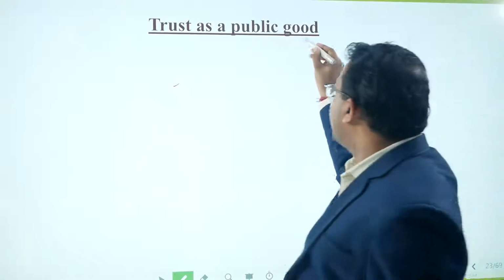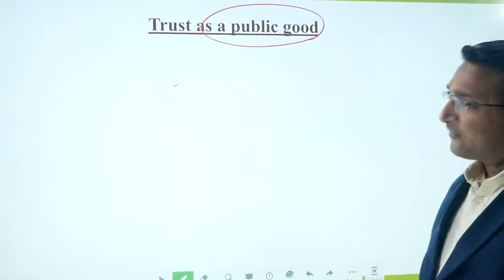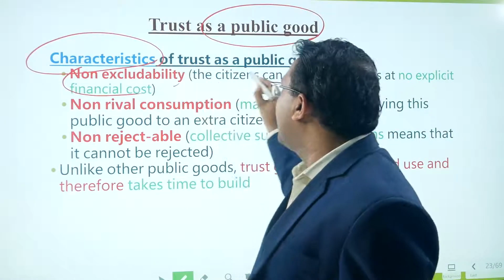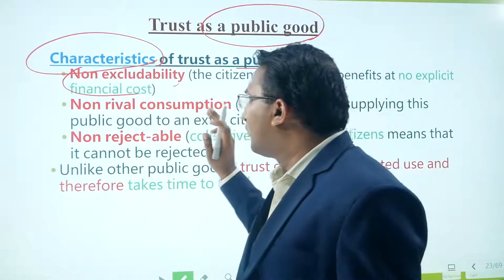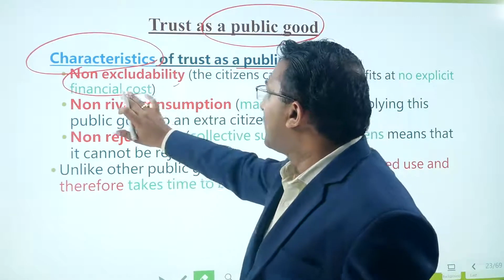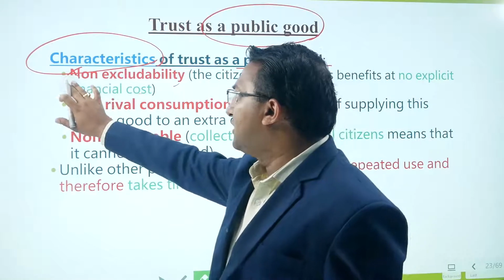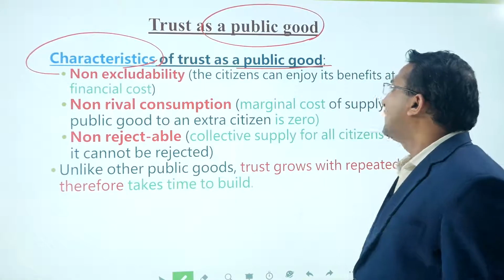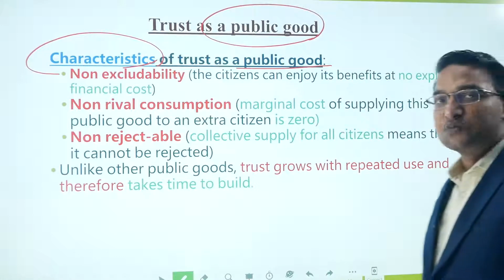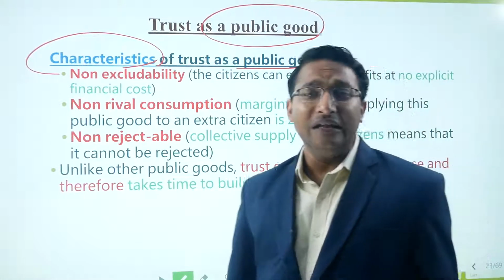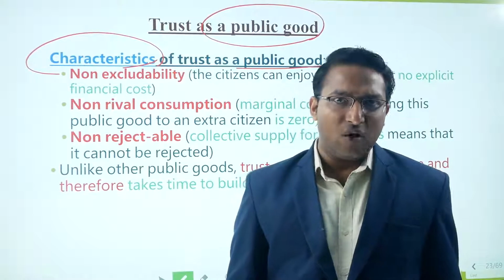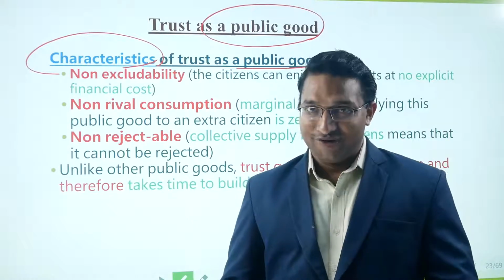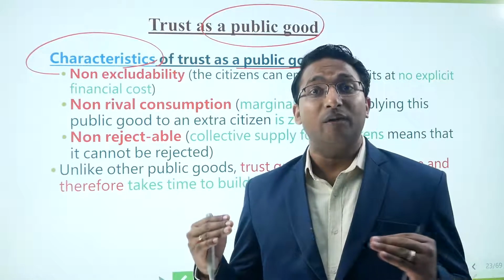What is the meaning of trust as a public good? So for that there are certain characteristics through which we can identify that trust is a public good. First characteristic is non-excludability. What does that mean? Non-excludability means that the citizens can enjoy its benefits at no explicit financial cost. That means they don't need to pay any amount from their pocket. So the people who are not able to pay will not be excluded. So everyone has an equal right to enjoy the public trust.